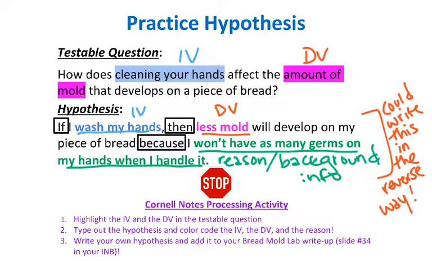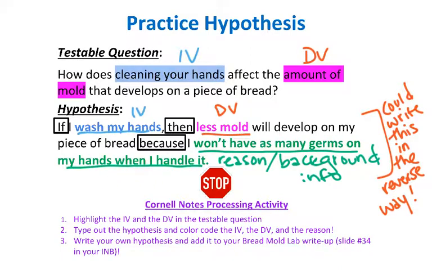Okay, and again, it doesn't even matter if your hypothesis is correct here. As long as you have a strong reason why you think what you think, as long as the green part is good, then whatever your prediction is your prediction. It doesn't have to be correct. You could even say, if I wash my hands, then more mold will develop on my piece of bread. If that's your prediction, that's fine, as long as you have a good because, a strong reason why you think what you think.